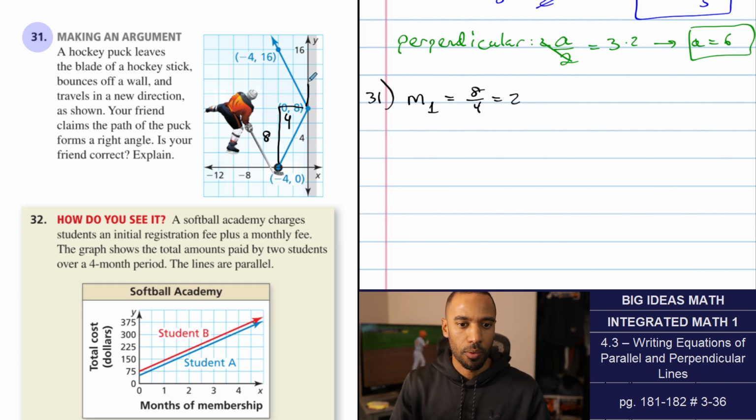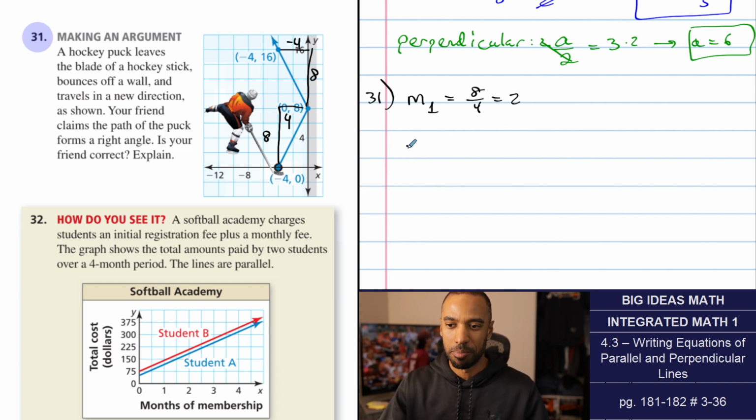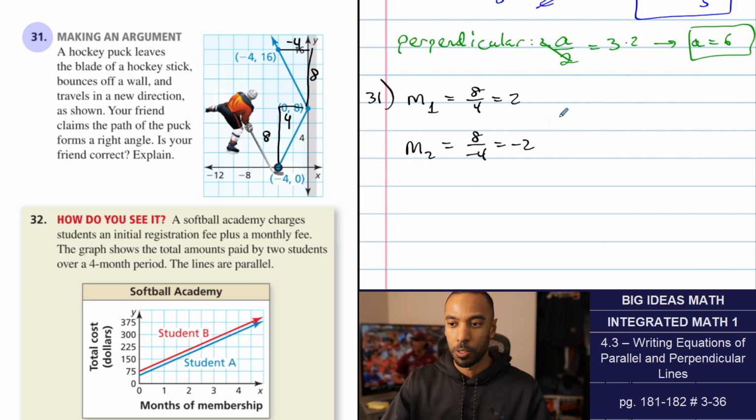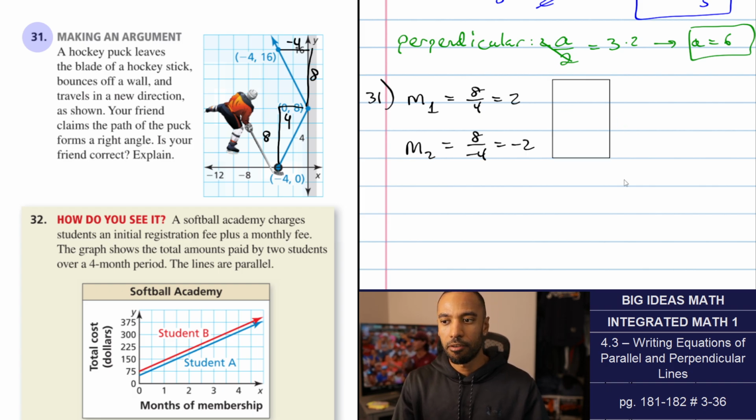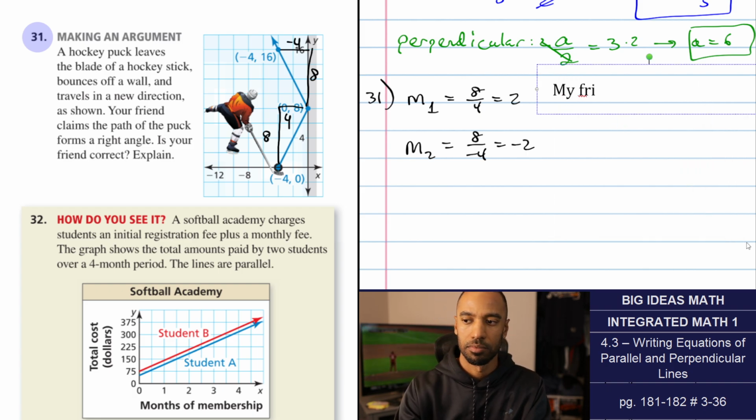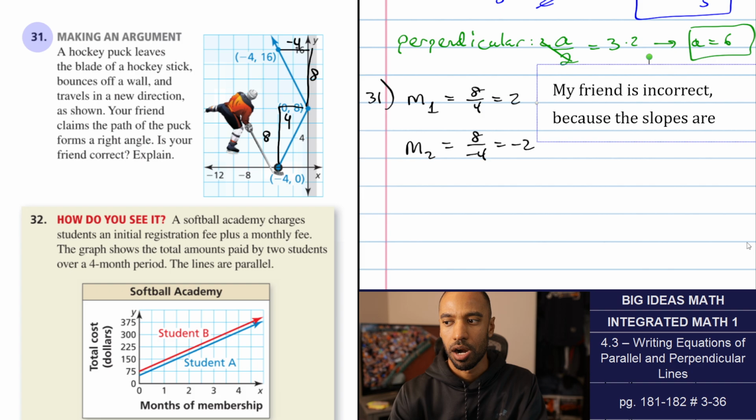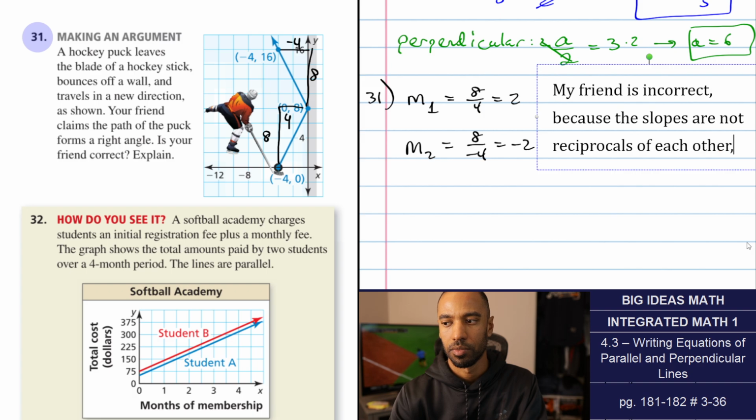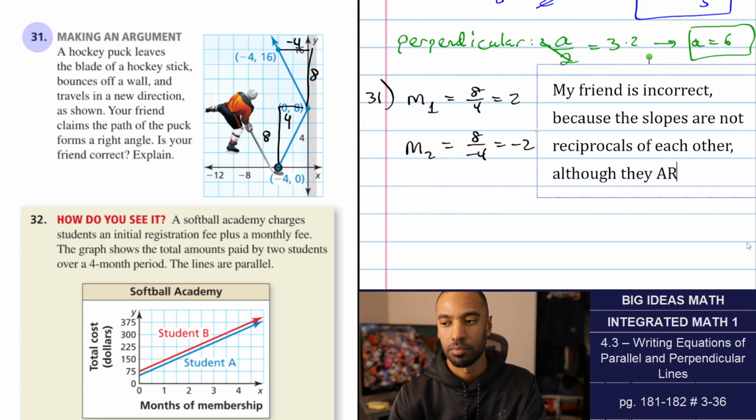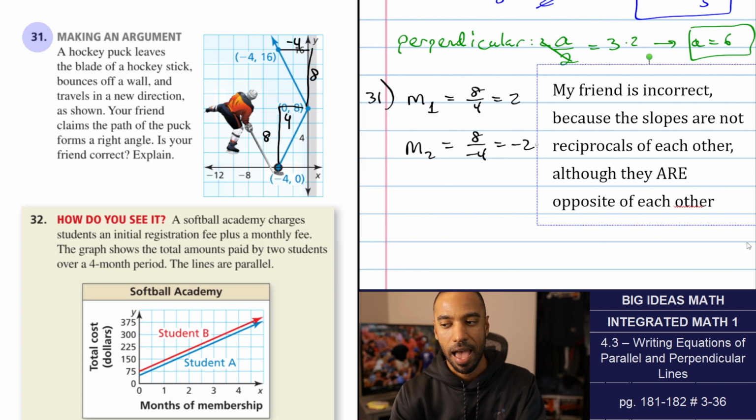Call this one line 2. We're going up 8, and we're going 4, but 4 to the left. That makes it negative. Even if it was positive, that wouldn't be perpendicular. That would be parallel. Slope of line 2 is 8 over negative 4, which is negative 2. They have the opposite part down, but they don't have the reciprocal part down. So my friend is incorrect on this being a right angle, because the slopes are not reciprocals of each other. Although they are opposites of each other. So they have half of it done, right?